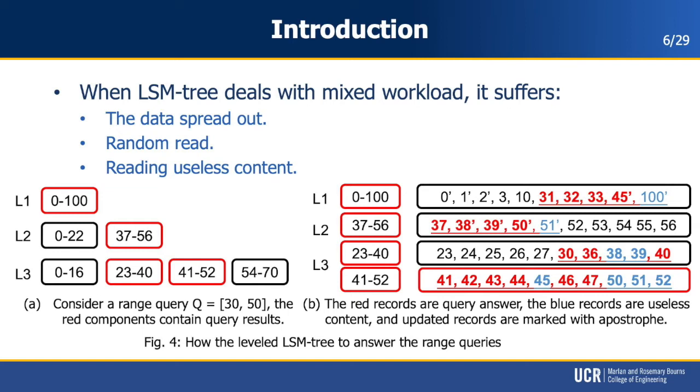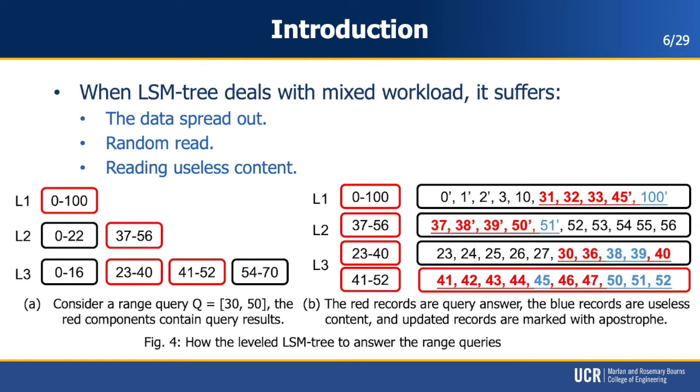The components overlap with the range query. The system will open each such component, read several pages, sort the records in memory, and return the valid query answer to the user. Figure B shows the keys of the records in each component. The number represents the key. Update records are marked with an apostrophe. For example, we found 45 in level 1 and 45 in level 3. Because level 1's 45 is an update, we will return its value in the query answer and ignore level 3's 45. Please notice, these components are stored on disk and require disk I/O to read them.